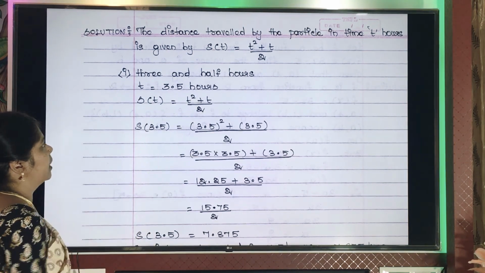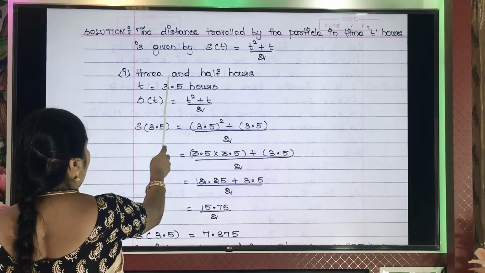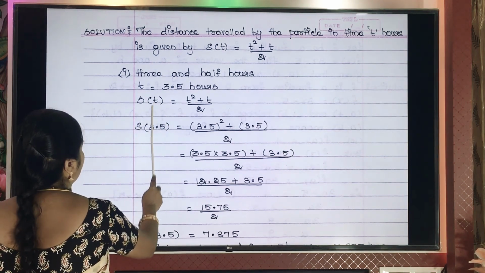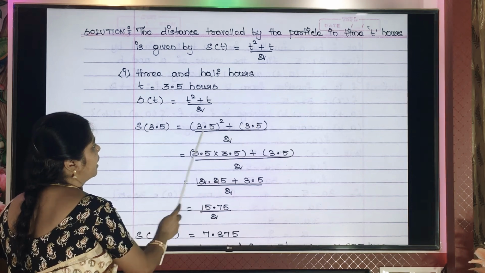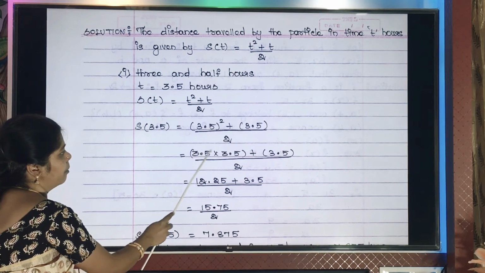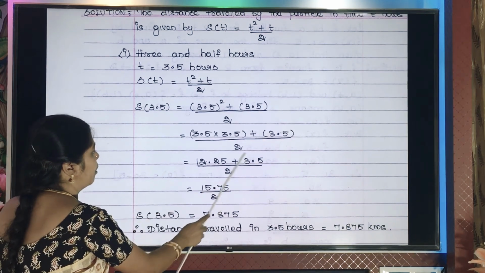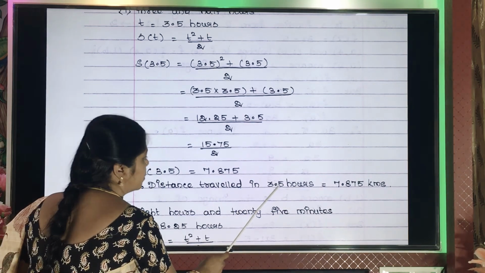Now they have given us the equation s of t equal to t square plus t by 2. In the place of t, you are supposed to substitute 3.5. So what do you get? S of 3.5 is equal to 3.5 squared plus 3.5 divided by 2. 3.5 squared means you need to square these both. 3.5 into 3.5, when you multiply, you are getting 12.25. So add with 3.5, you are getting 15.75. When you divide that by 2, the answer is 7.875.